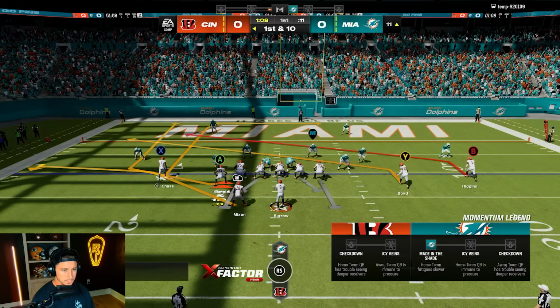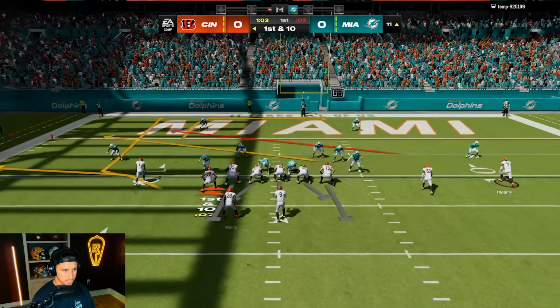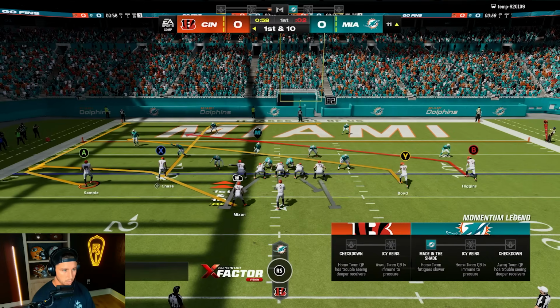Now let's go double slant. This playbook's nasty, by the way. I need to upload this to the community. Now this one, we're going to go same thing, left or right. Left or right. Motion him out. RB first.